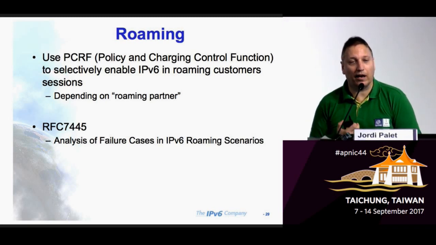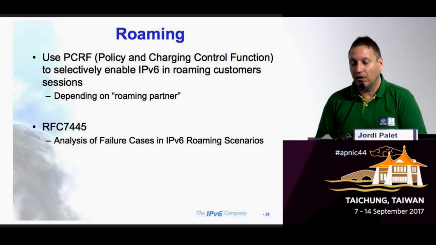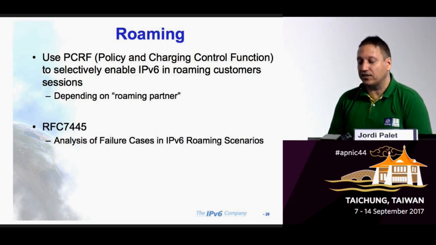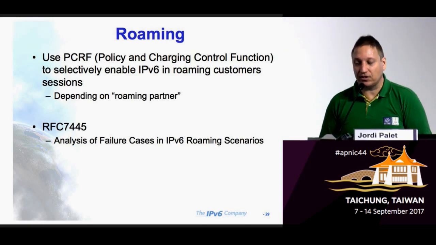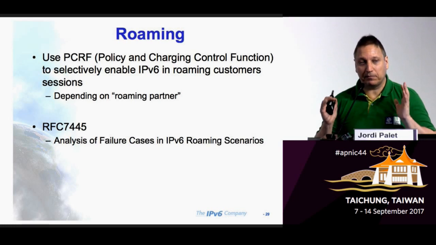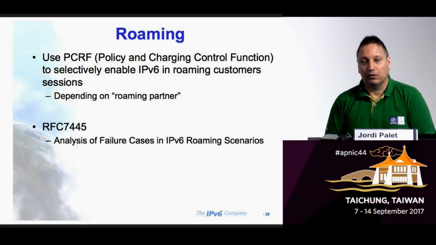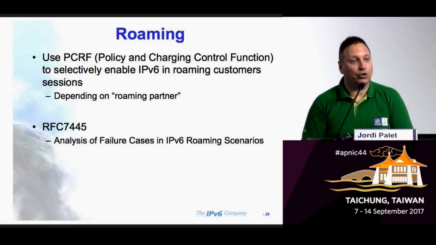There is also an IETF document, which is RFC 7445, that analyzes failure cases when IPv6 is in roaming scenarios. So you can look at more details about that. But basically, the simplest way to solve them is this policy and charging control function.